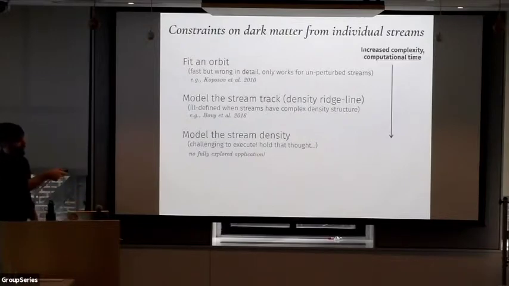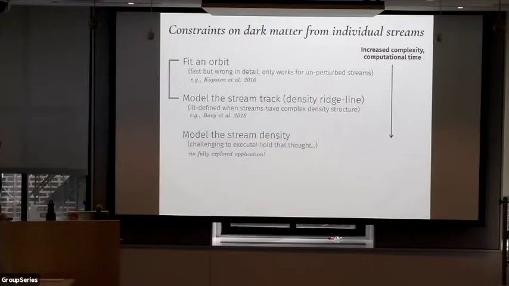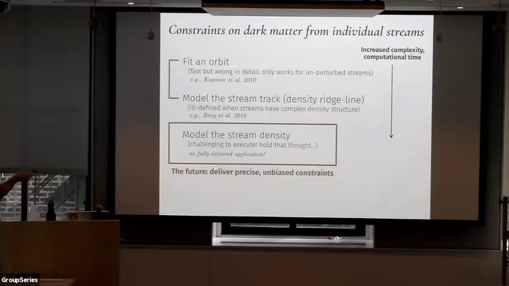So I think the goal is to move towards this last point. So these are sort of increasing complexity and computational time, which is to model the full stream density, meaning the full six-dimensional phase-space distribution function of all the stars in the stream. This is very hard. It's challenging to execute. I'm going to talk a lot about this at the end, so I won't say too much more about that now.